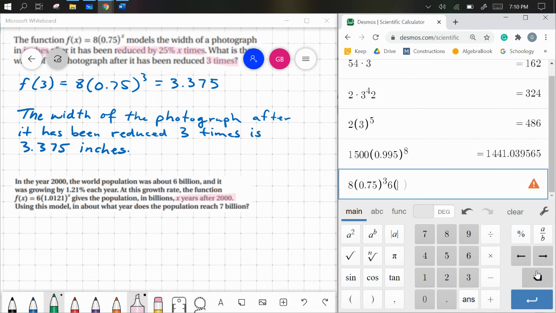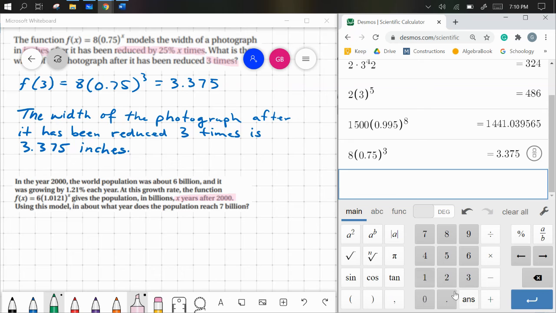6, oops, let's go to a new line, hit enter to go to a new line. 6 times 1.0121, close parenthesis, to the power of, so let's say if I press 1, it's 6.07. That's too low. I want it to be over 7. 2, 6.14.